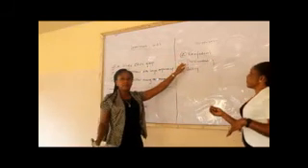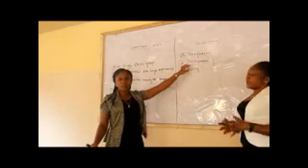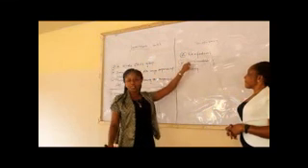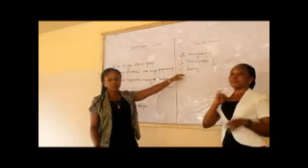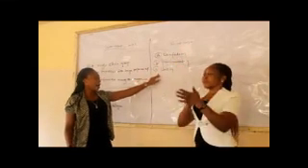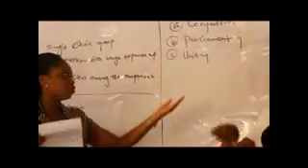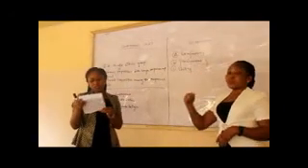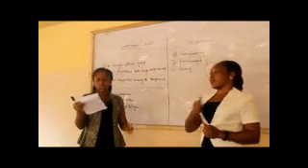B, parliamentary. Now, parliamentary system of government, we already know that it is a system of government where power is shared among two individuals, the head of state and head of government. So it cannot be B. Then C, unitary. Unitary government is that type of government where power is centered on the central government. So the answer here is unitary government.